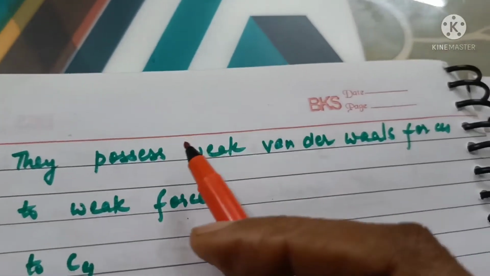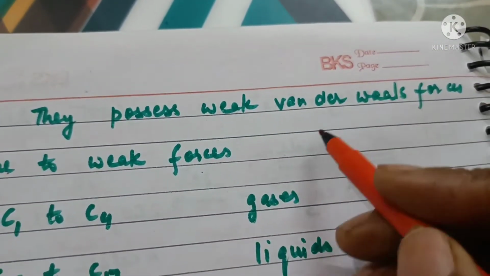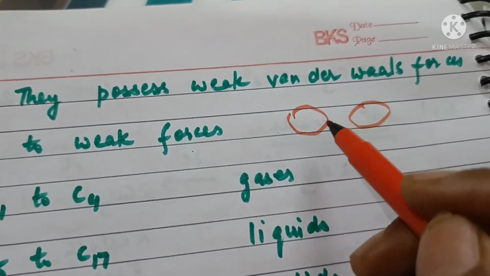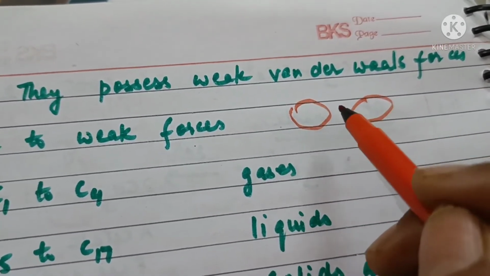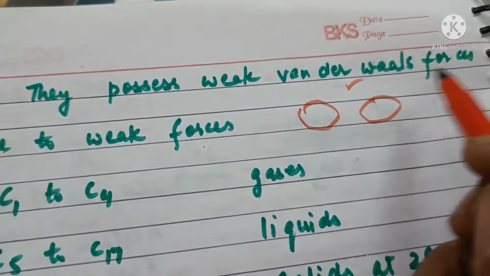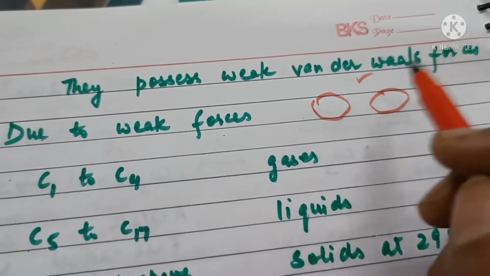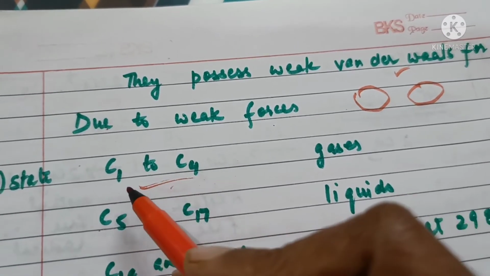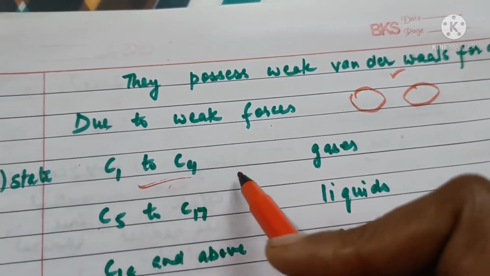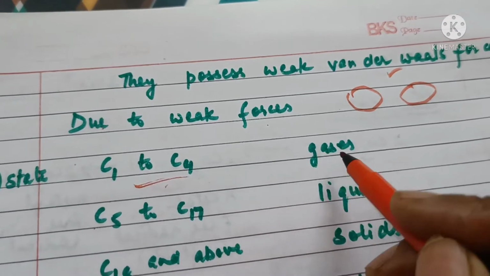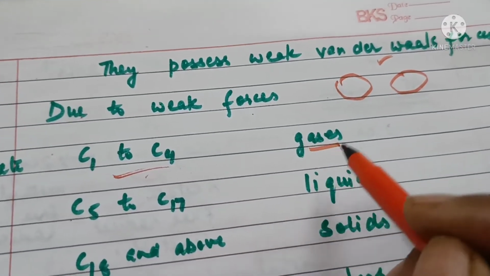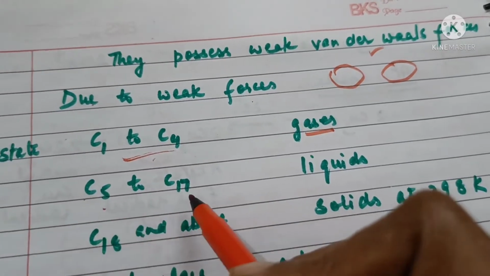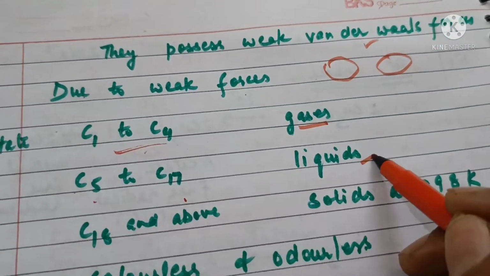Because they are non-polar, they possess weak van der Waals forces of attraction. So due to weak forces, the first 4 alkanes, containing 1 carbon to 4 carbon atoms, are gases. They are gaseous in nature. Alkanes having 5 carbons to 17 carbons are liquids.